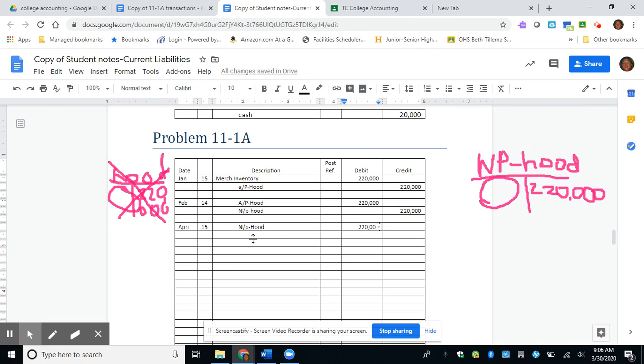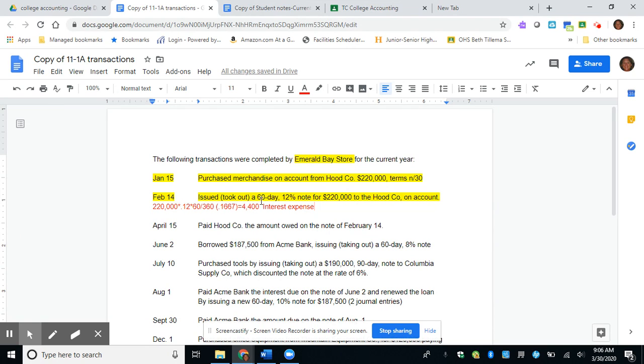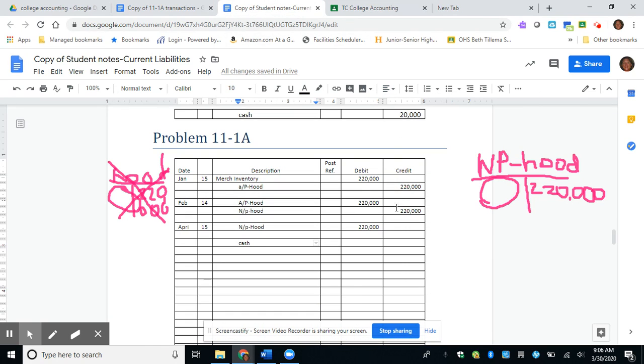And I know I'm going to be paying cash. So cash is going to be a credit, but the cash is the combination of the face value of the note payable, $220, plus the interest expense, $4,400. So the amount that I am paying is $224,400.